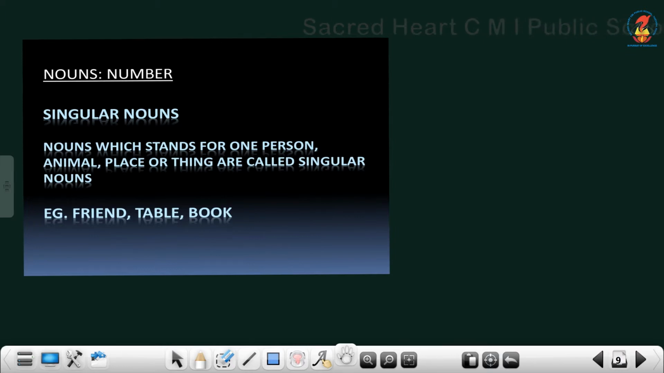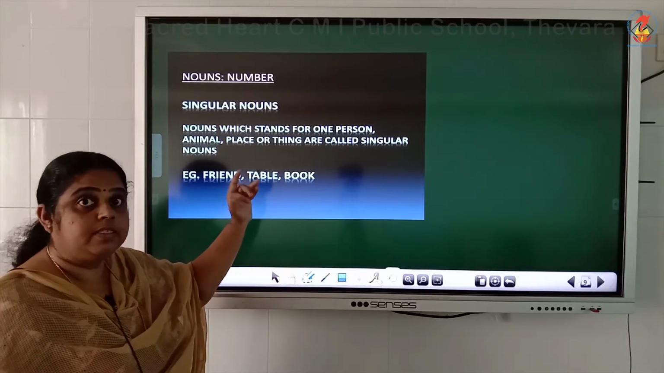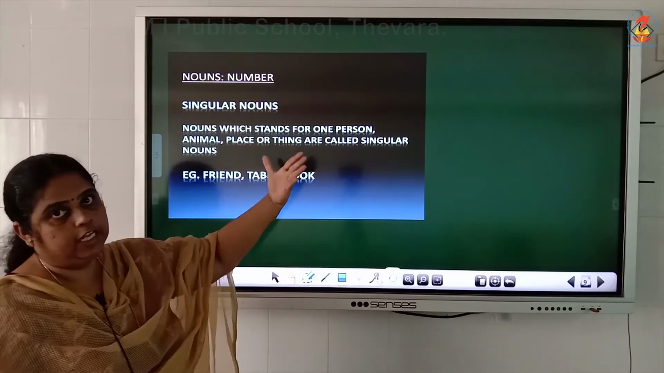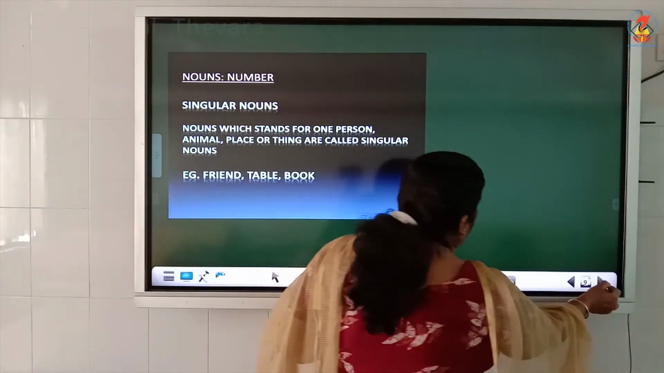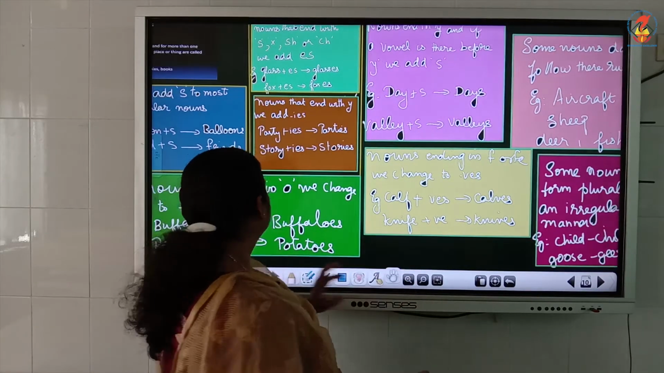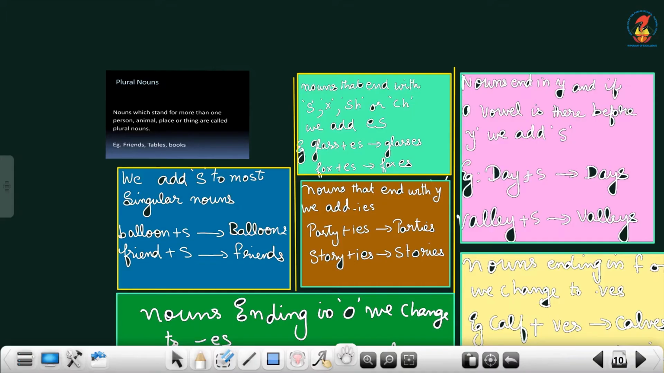Friend, one friend. If I say friends, it is plural. Table, tables is plural, table is singular. Book, singular, only one book. Books means more than one. Then we have the plural nouns. What do you mean by plural nouns? Plural nouns stand for more than one person, animal or thing or a place. Friends, tables, books, they are plural nouns.